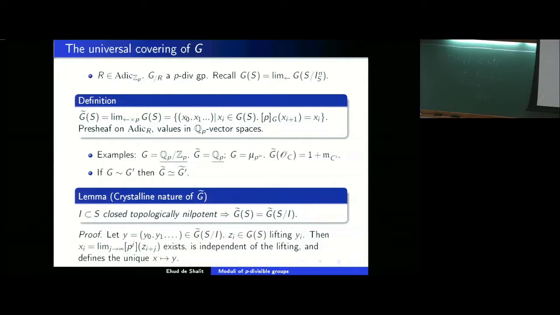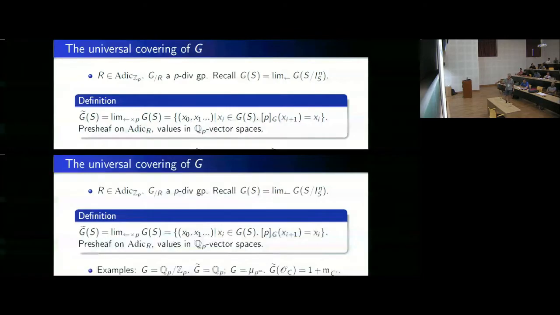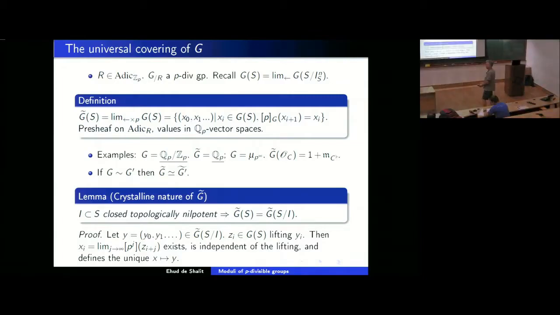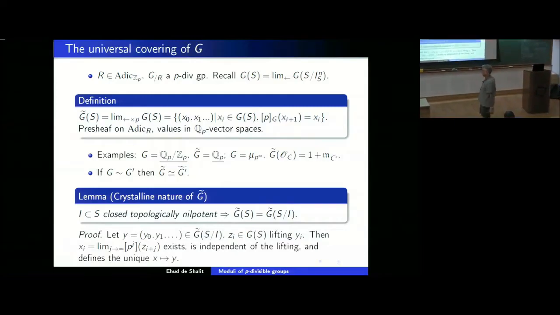You start with a point y in the universal covering over the reduction S over I, and you lift the yi, so the yi's are p-compatible, but you lift them arbitrarily. This, of course, you can do because this is a formally smooth group, or if you want, just think of the formal group. It has d variables. You just lift each of the variables as you wish. And then you let xi be this limit.